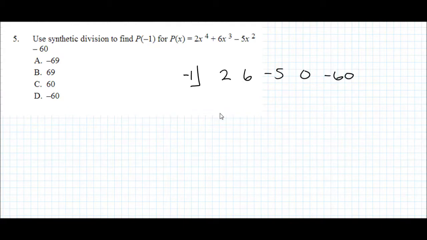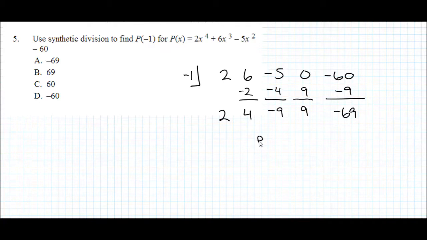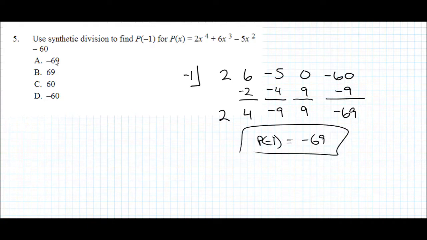So if you remember what we do, the first thing we do is we drop down the 2. 2 times negative 1 is negative 2. We add those together, it's 4. 4 times negative 1 is negative 4. Add those together. Okay, so negative 5 plus negative 4 is negative 9. Negative 1 times negative 9 is 9. So 0 plus 9 is 9. 9 times negative 1 is negative 9. So negative 60 minus 9 is negative 69. So p of negative 1 is negative 69. So the answer would be A.